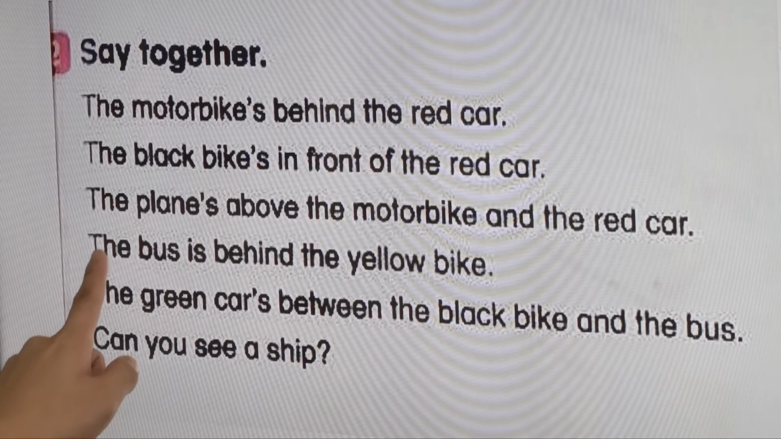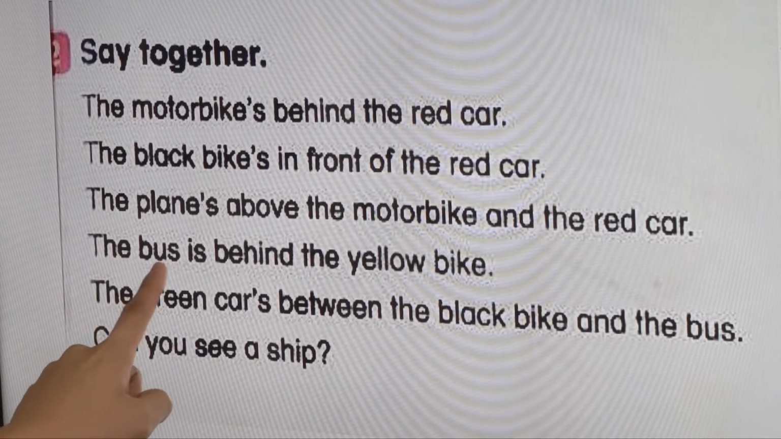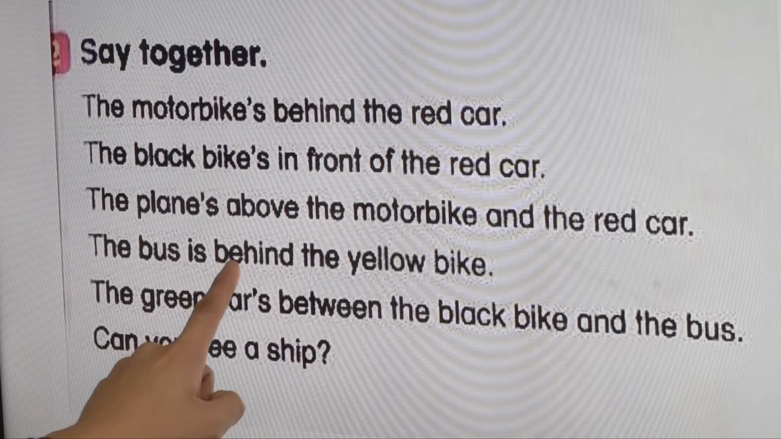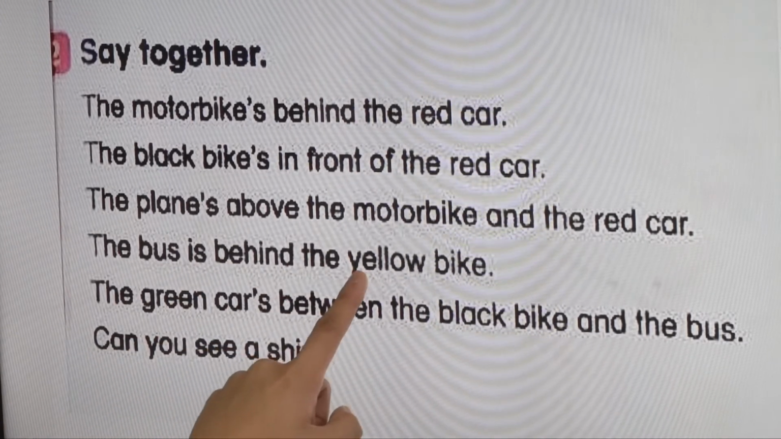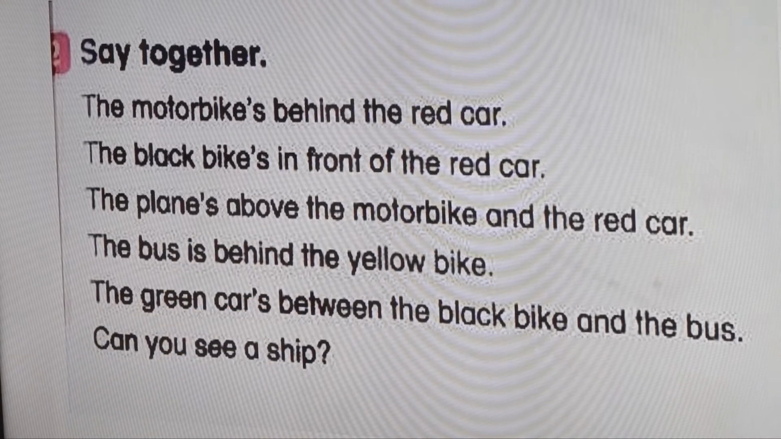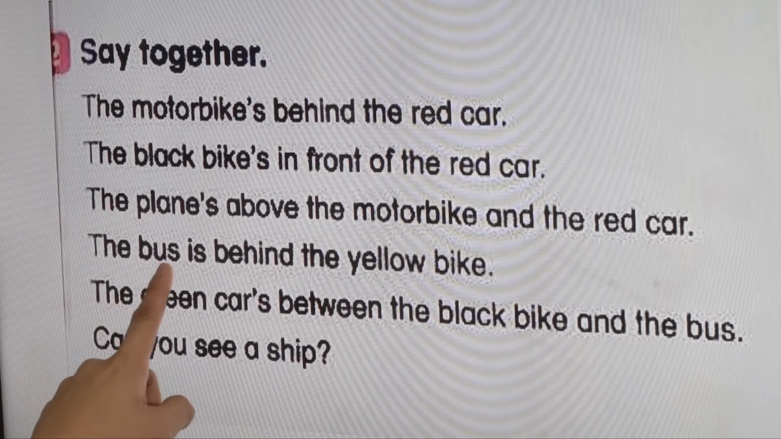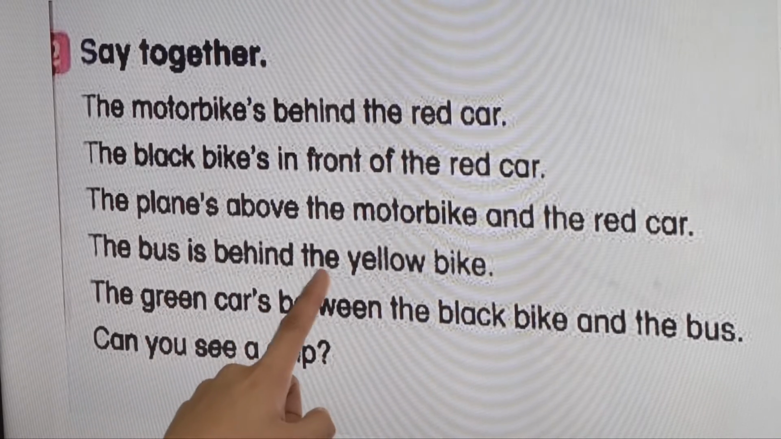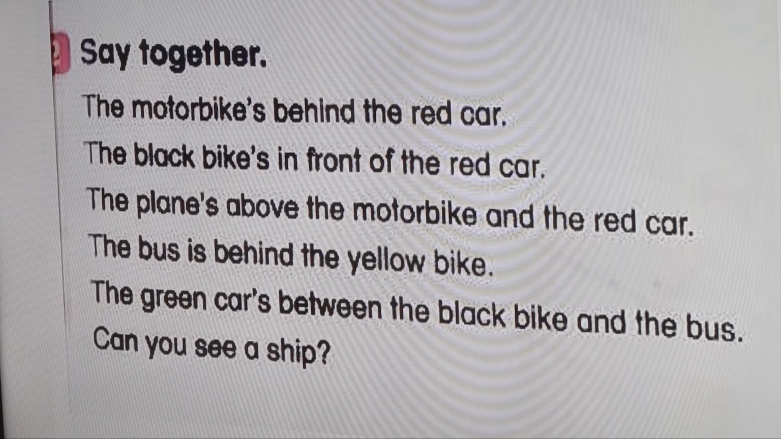Now, this one, let's read it together. The bus is behind the yellow bike. What does behind mean? Behind means what? Right, at the back of. Remember, at the back of. Alright, so the bus is behind the yellow bike. The bus is behind the yellow bike. Can you read it by yourself?